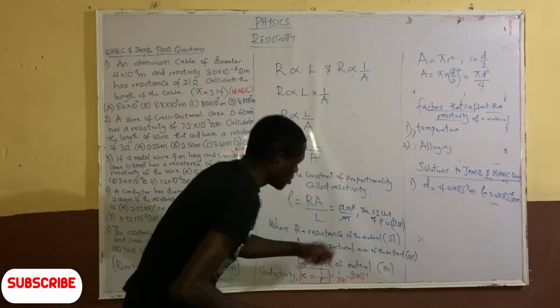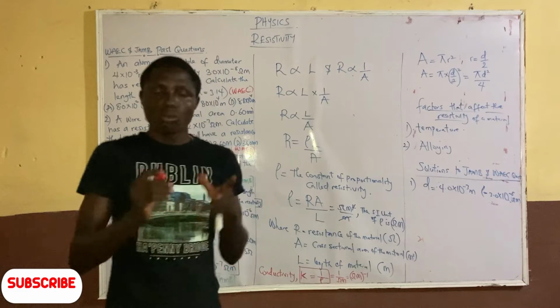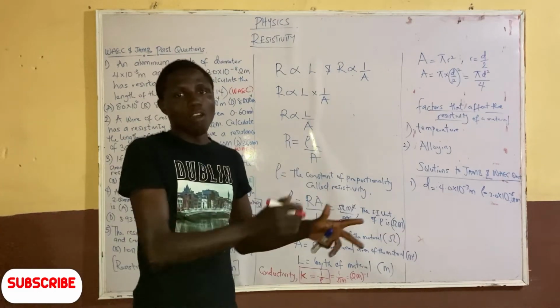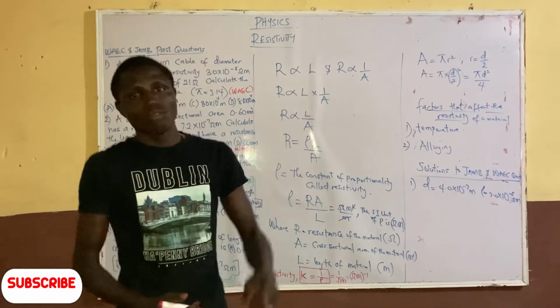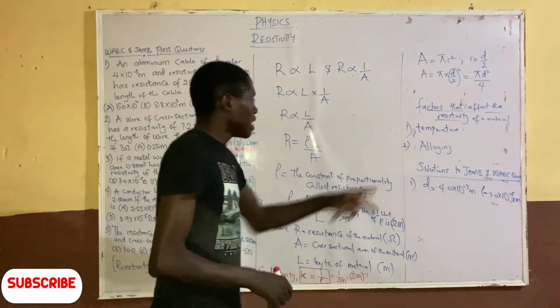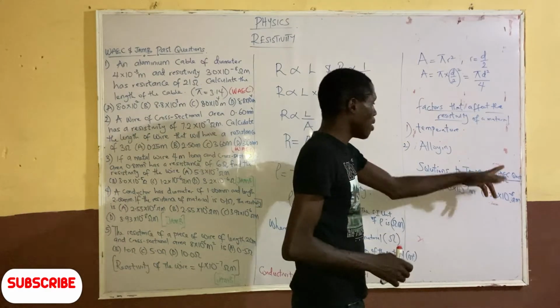Please note that. So that's conductivity for you, because in the question you might have to calculate the conductivity of a material. Just get the resistivity and find the reciprocal. And reciprocal means 1 all over the answer that you obtain. Now going back to the solution to Jamb and Waec question.